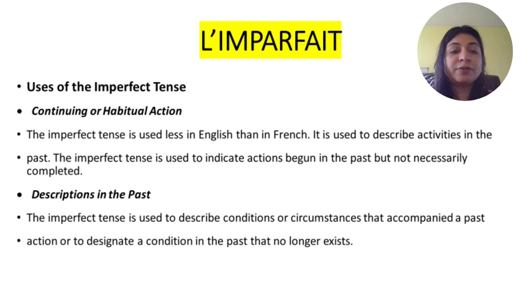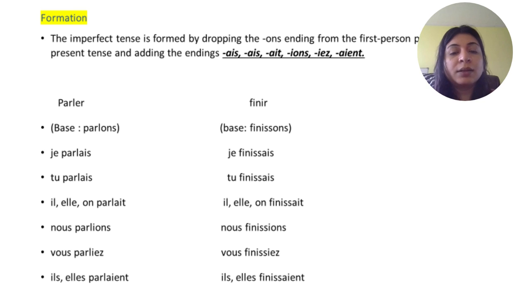So now let's see the formation of imparfait. The imperfect tense is formed by dropping the ons ending from the first person plural of the present tense, nous, and adding the endings ais, ais, ait, ions, iez, and aient. For example, er verb, that is parler, the base will be nous parlons, and I will cut ons and my radical will be parl. So my conjugation will be je parlais, tu parlais, il parlait, nous parlions, vous parliez, elles parlaient.